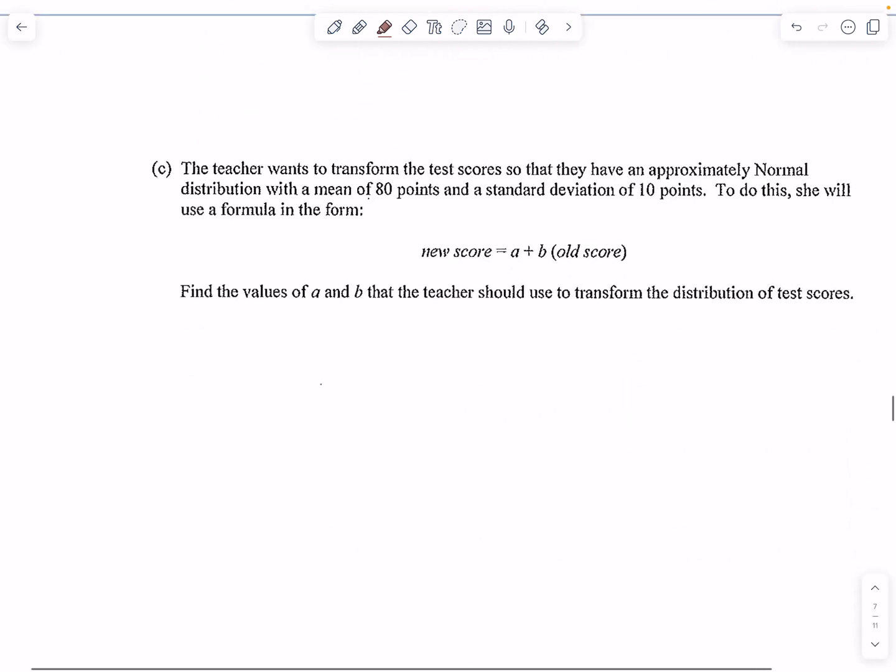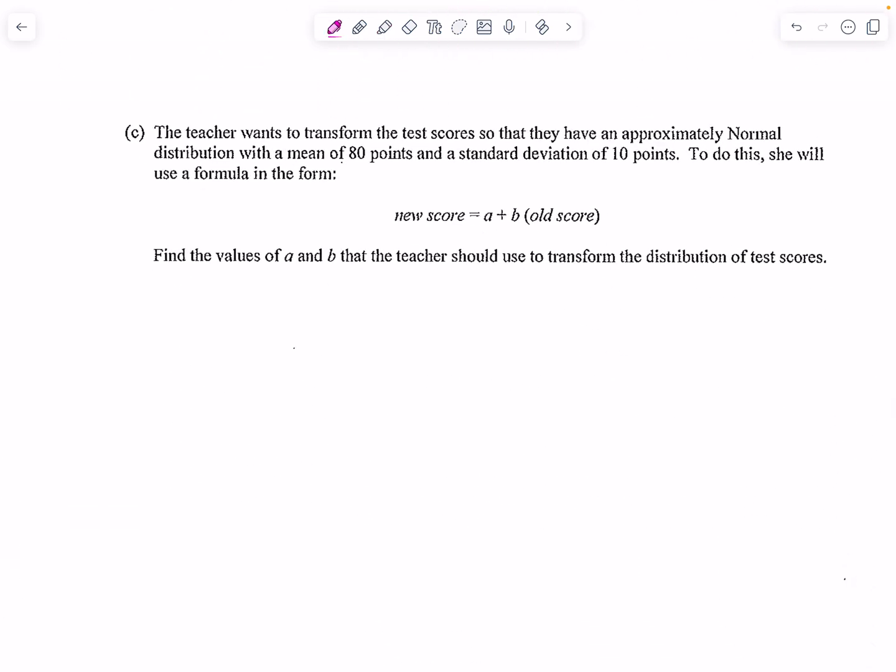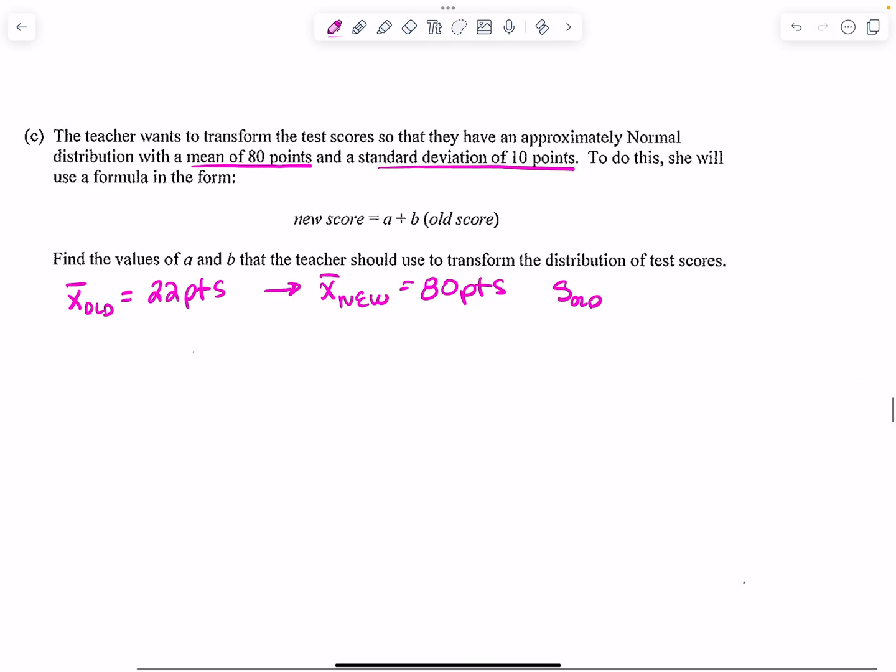All right, for letter C, we're going to be transforming data. The teacher now wants a mean of 80 points and a standard deviation of 10 points. Remember, the old mean was 22 points, and it wants the new mean to be 80 points. And the old standard deviation is 4 points, and it wants the new standard deviation to be 10 points.